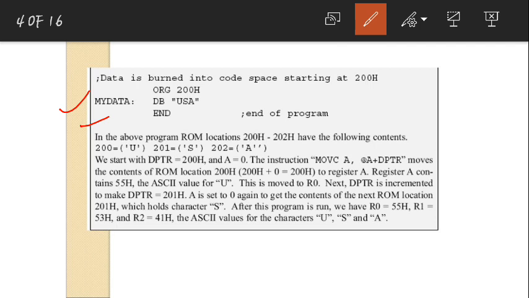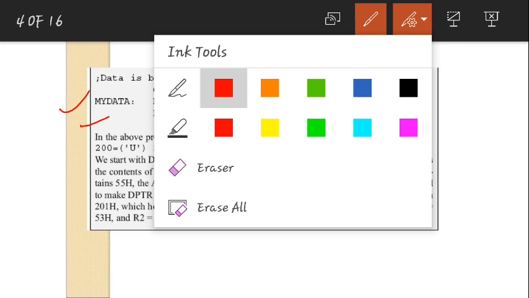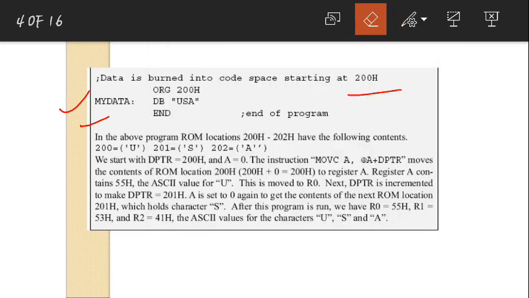So this is nothing but data stored in code space starting at the 200 location. I am storing this data in ROM starting at 200. Now I am taking this data from the 200 location and storing it into R0, R1 and R2. For that I am writing a program using the indexed addressing mode.